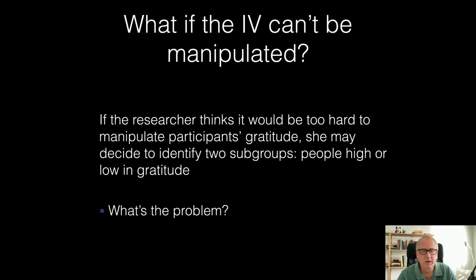And then I have here, what's the problem with that kind of research? If I can't manipulate the independent variable, what's the problem? The problem is, as I mentioned in the last lecture, of confounding. We could have a confound, that if I don't actually manipulate my independent variable, there could be another variable that completely is related to high and low gratitude.